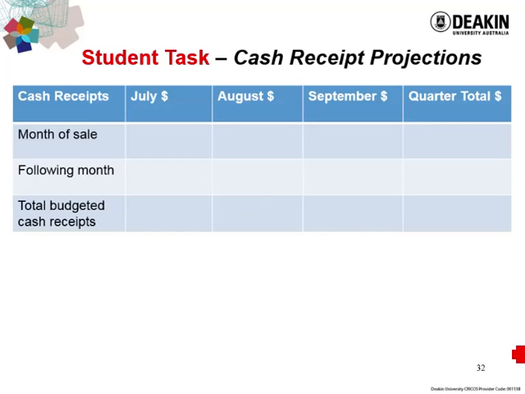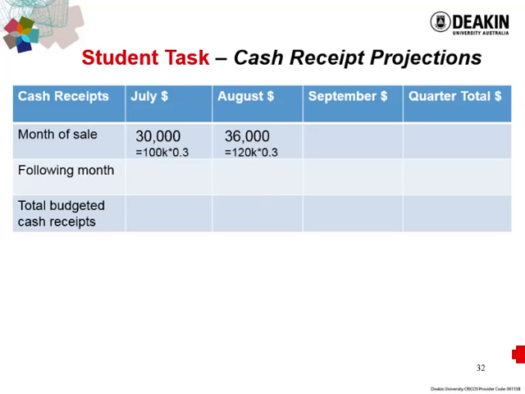In this table, we first fill in the expected cash receipt from month of sale for July, August, and September, and the quarter total. The company makes all sales on credit. So 30% of receivable is collected in the same month when the sales is made. In July, we will collect 30K, which is 30% of 100K July sales.